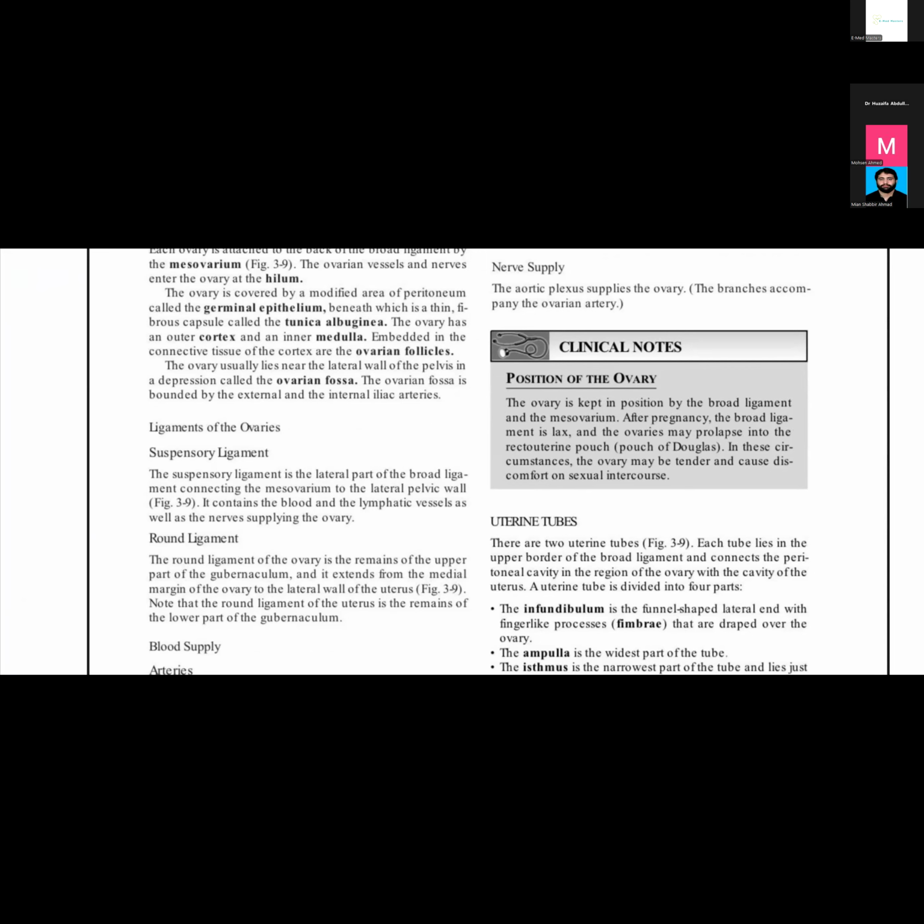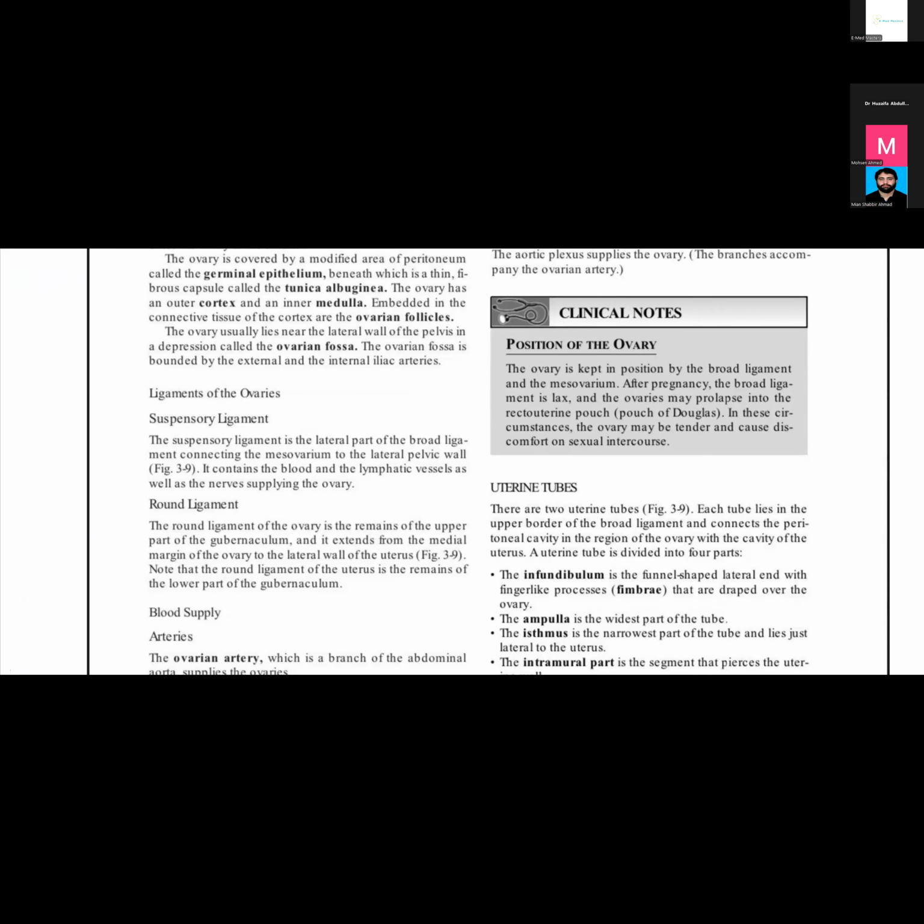The ovary lies in the ovarian fossa that is present on the lateral wall of the pelvis. The ovarian fossa is bounded by the external and internal iliac arteries. So the ovary lies in the ovarian fossa in the lateral wall of the pelvis, bounded by the external and internal iliac arteries. Ligaments of the ovaries.